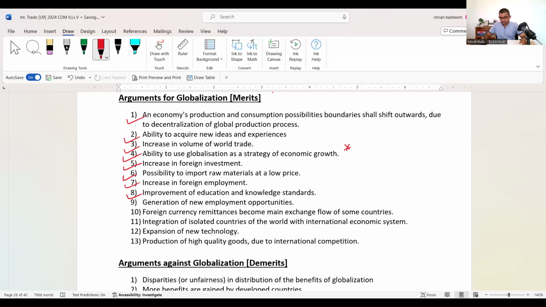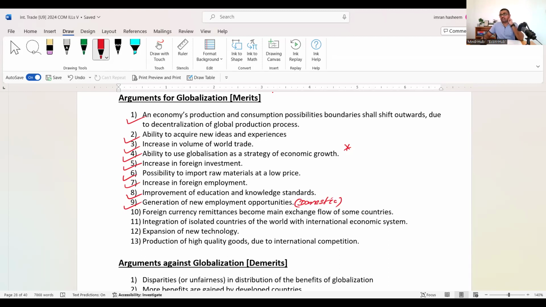Generation of new employment opportunities, so an increase in foreign employment and within the country also. So this is domestic, right? When MNCs come in and invest, start new factories and production activities within the country, employment opportunities will increase. Then also through things like BPOs, you can stay within Sri Lanka and work for foreign companies.